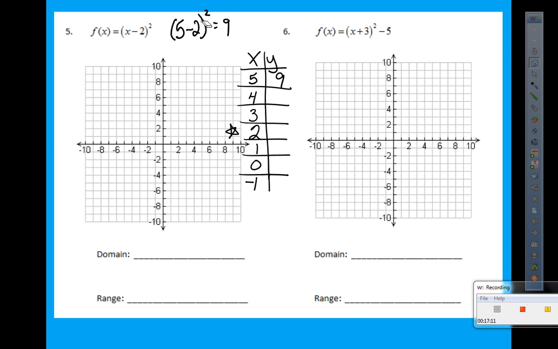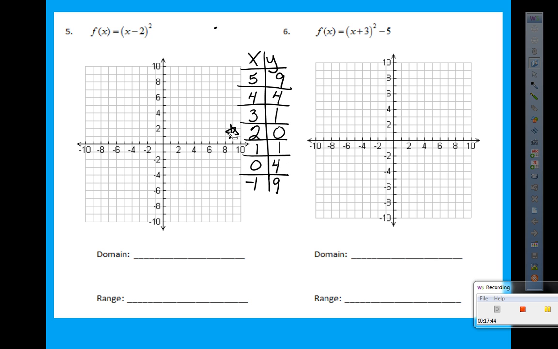I'm going to speed this process up a little, guys. 4 minus 2 is 2. 2 squared is 4. 3 minus 2 is 1. 1 squared is 1. 2 minus 2 is 0. 0 squared is 0. 1 minus 2 is -1. -1 squared is +1. 0 minus 2 is -2. -2 times -2 is 4. And that becomes a 9. If you've done a good job, look at that.